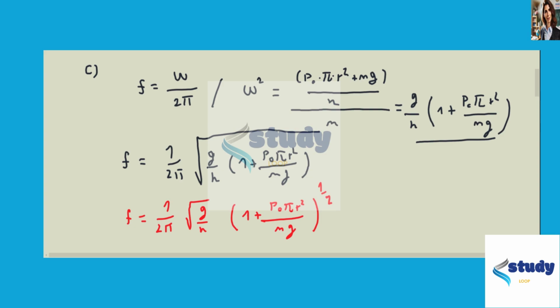So these oscillations are not simple harmonic oscillations. Why? Only this part here looks like the simple harmonic oscillation frequency, and we have the whole square root function here in product with this part. So no, the oscillations will not be like simple harmonic oscillations, and the frequency function is much more complicated.